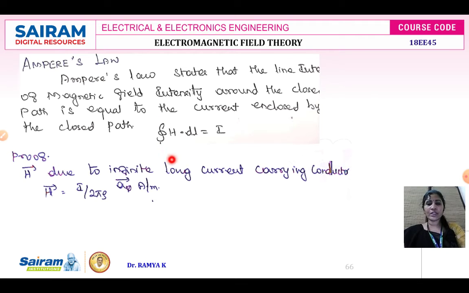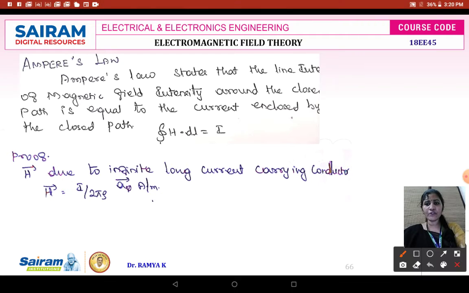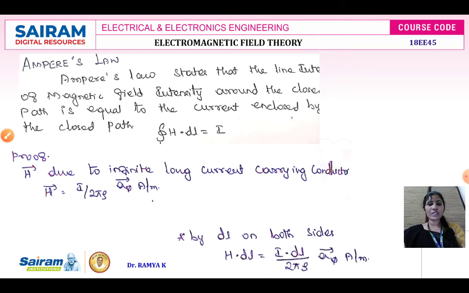The proof for Ampere's circular law we can do it. Now consider an infinite long current carrying conductor. When you consider an infinite long current carrying conductor, it is going to be H is equal to I divided by 2 pi rho. This particular formula is taken from the infinite long current carrying conductor. Like derive an expression for the magnetic field intensity in an infinite long current carrying conductor by using Biot-Savart's law. In the previous session, we have derived this expression with the application of Biot-Savart's law. You can use this expression directly.